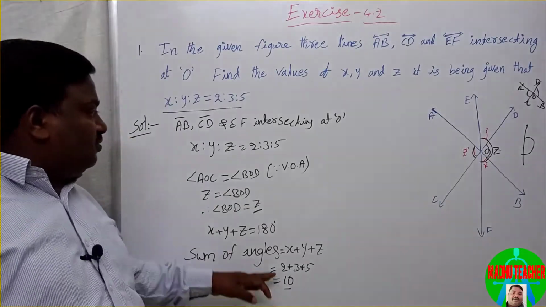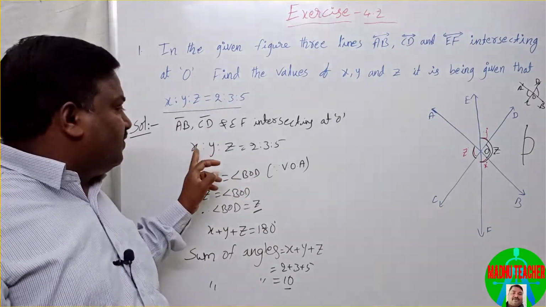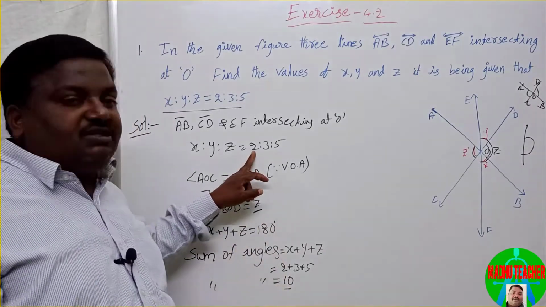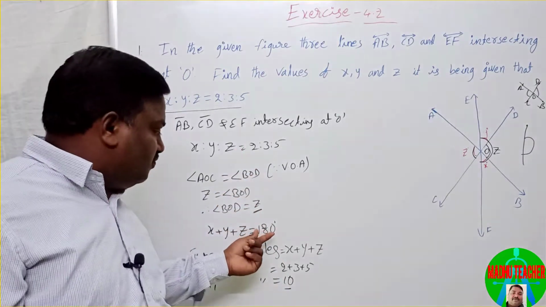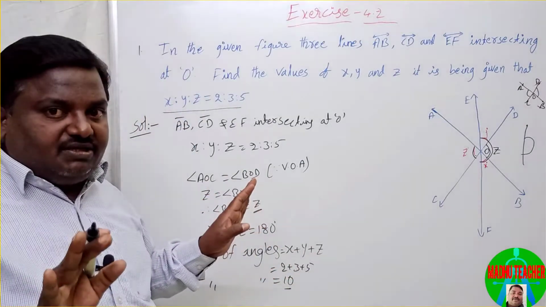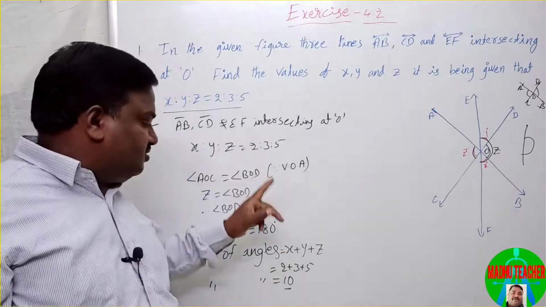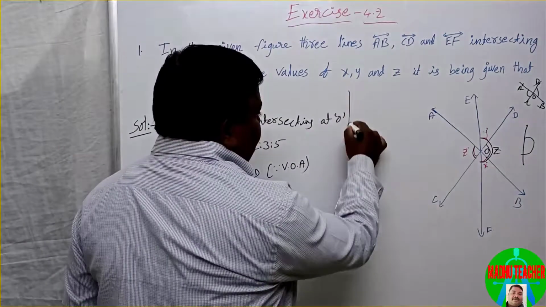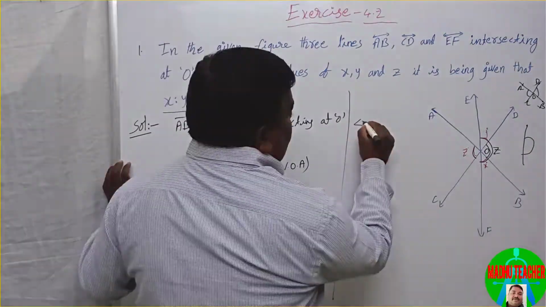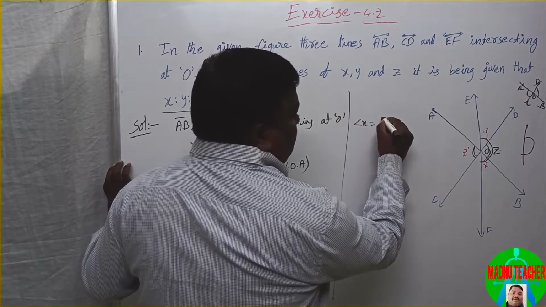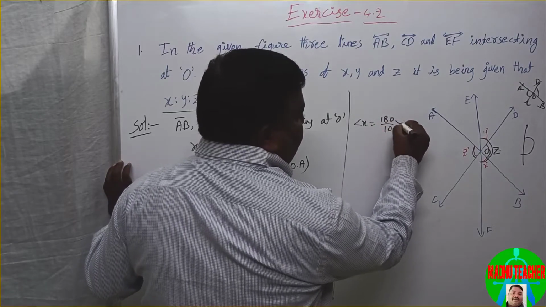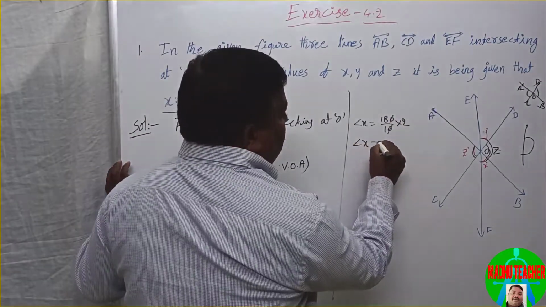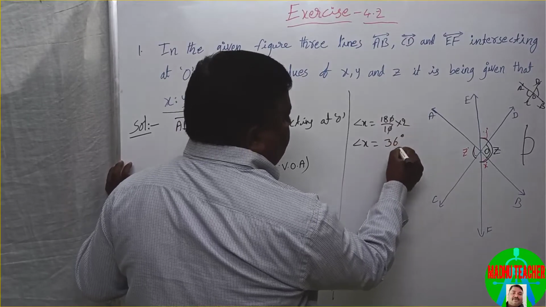Then to find X, you have to divide 180 into 10 parts and multiply with 2, since X has 2 parts. So that is 180 by 10 into 2. Angle X equal to 180 by 10 into 2. The zeros get cancelled. Angle X equal to 18 twos are 36 degrees.